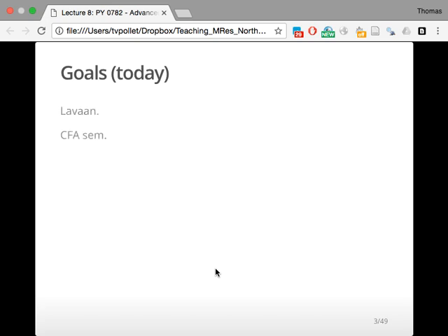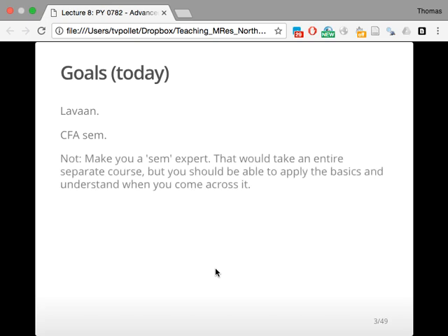I'm going to talk to you about latent and CFA SEM, so confirmatory factor analysis SEM. I'm not going to be able to make you a SEM expert in just a single lecture. That would take an entire separate course. But you should be able to apply the basics, and you should understand what the purpose of it is. And also, when you come across papers with structured equation models, it should help you with understanding what all those arrows and all those terminology mean.